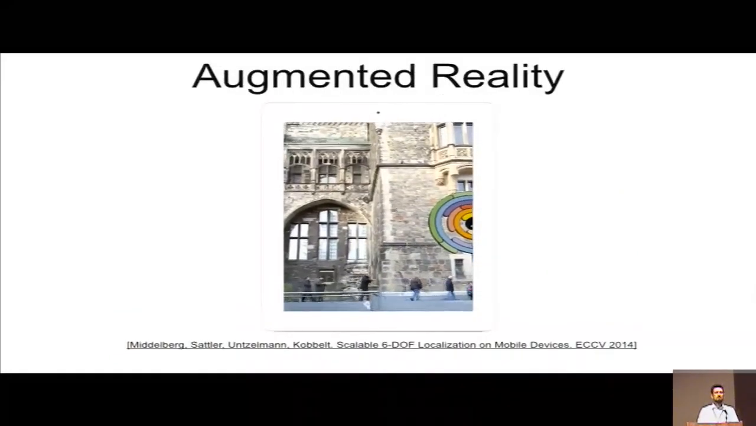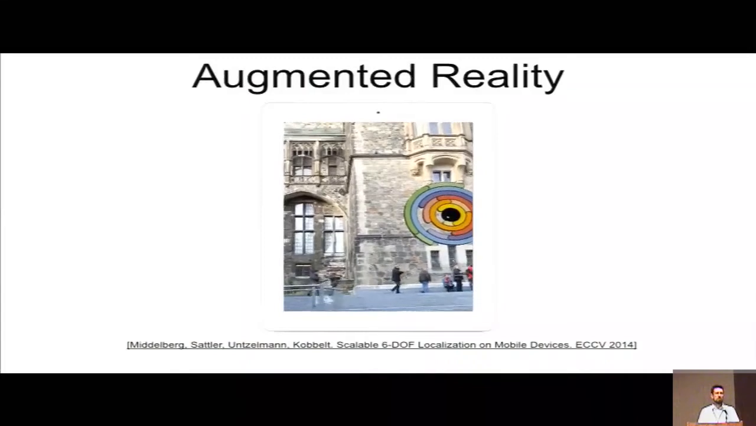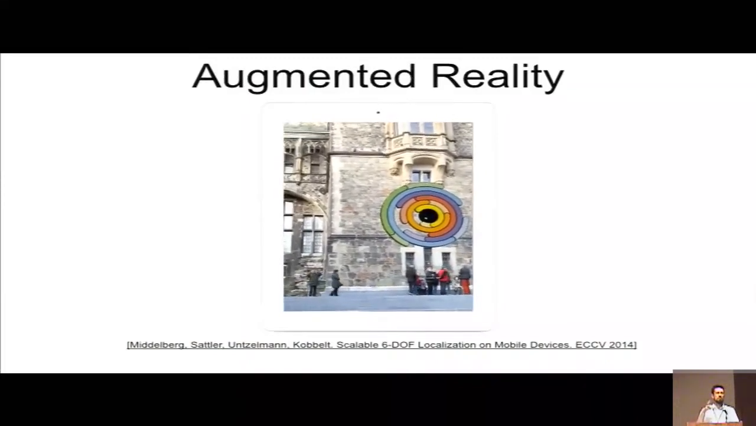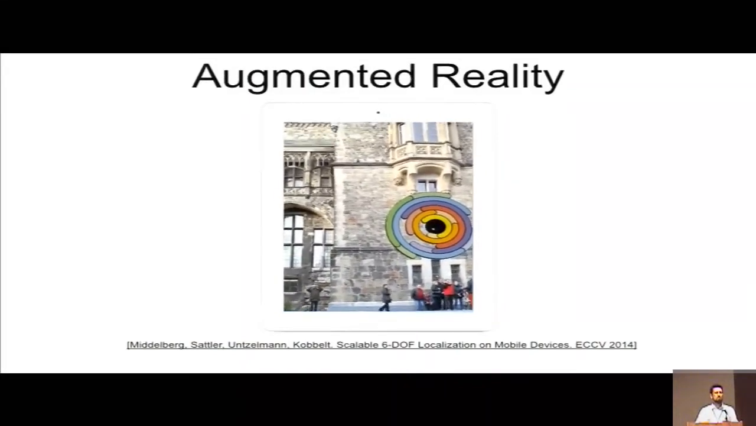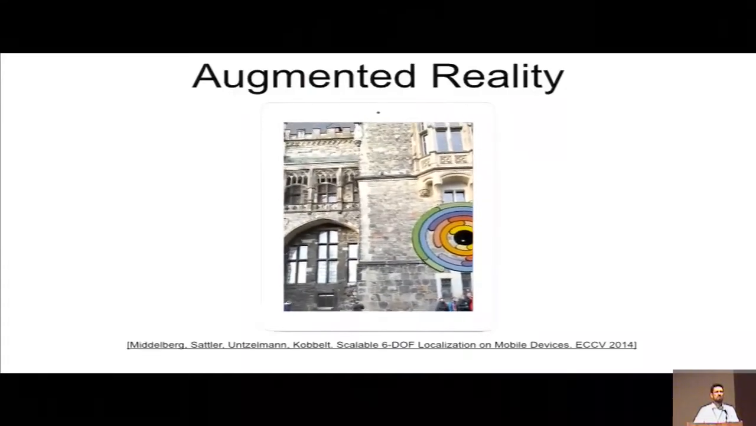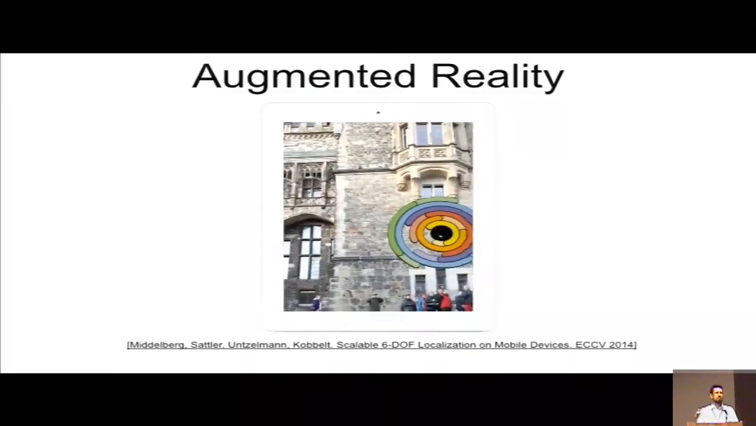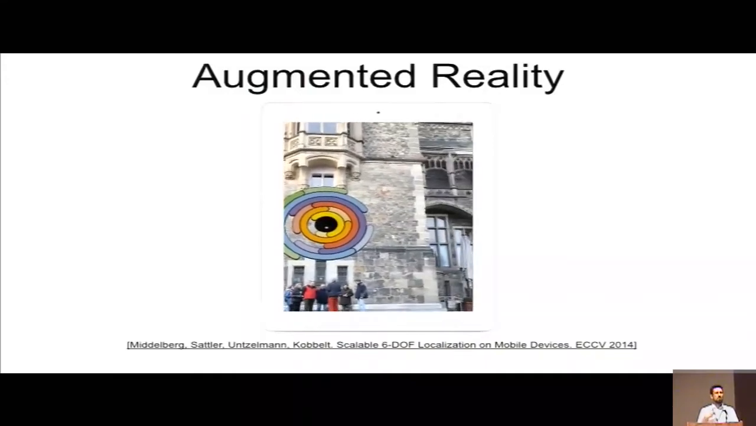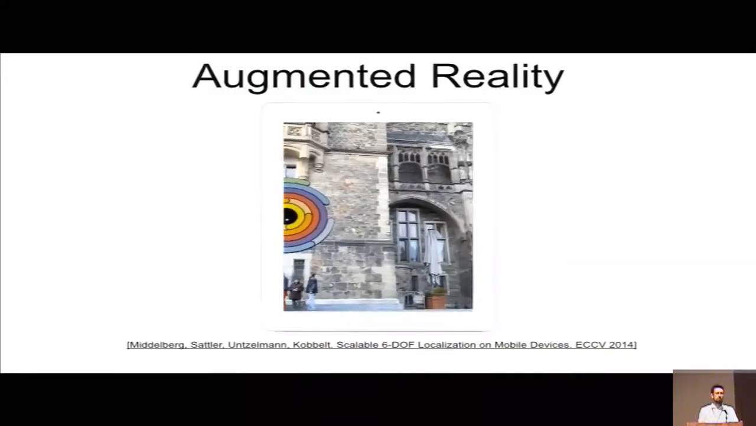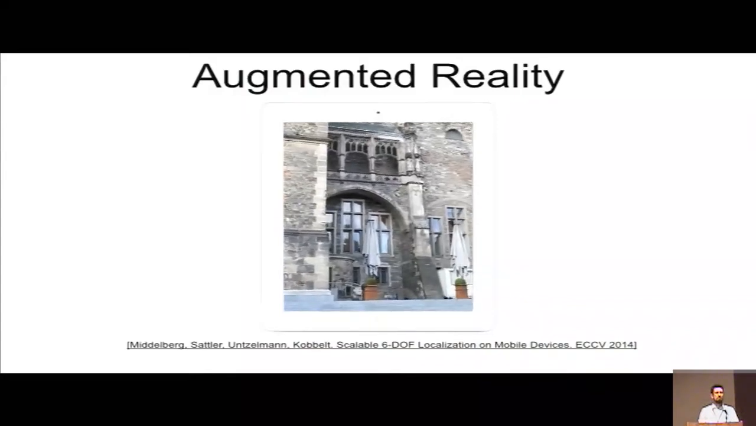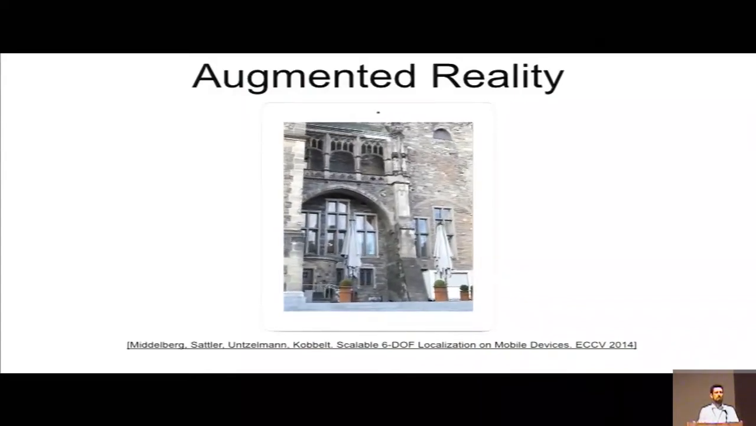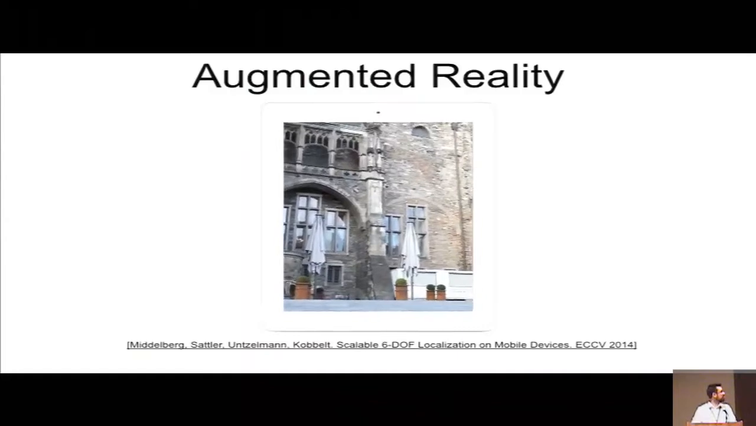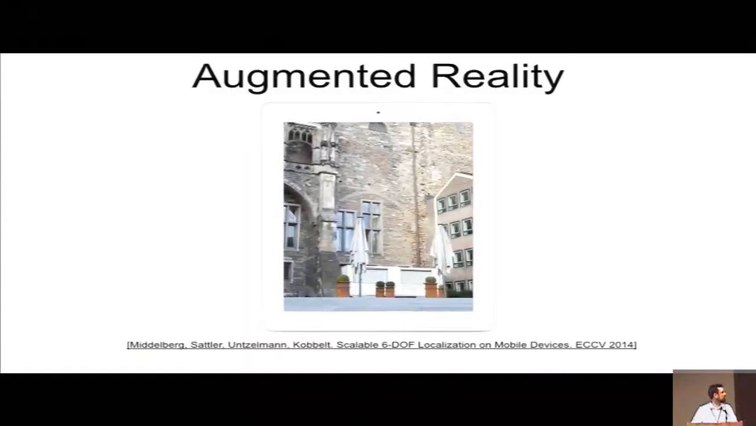Augmented reality is another application for image-based localization, where you would like to figure out where the camera is with respect to some representation of the scene. And if you know that precisely enough, you can project virtual objects into the scene. And if the pose estimate is stable over time, it is as if they were part of the real scene. This is something that we did a couple of years ago.